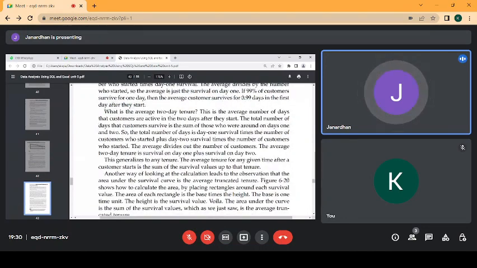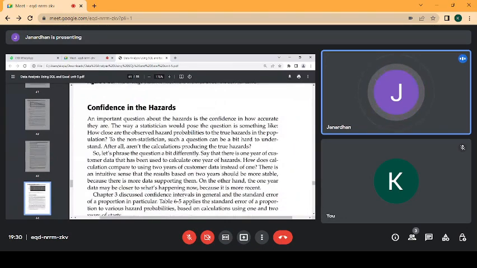Next one is the confidence in hazards. An important question about the hazards is the confidence in how accurate they are. The way a statistician would pose the question is something like: how close are observed hazard probabilities to the true hazards in the population?